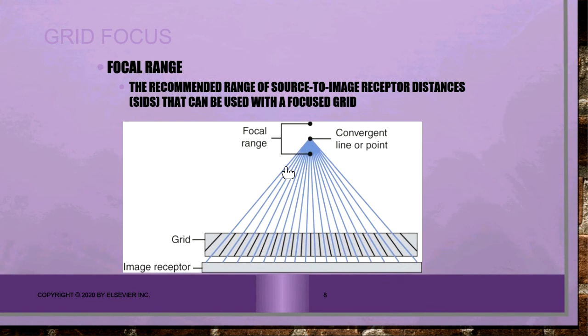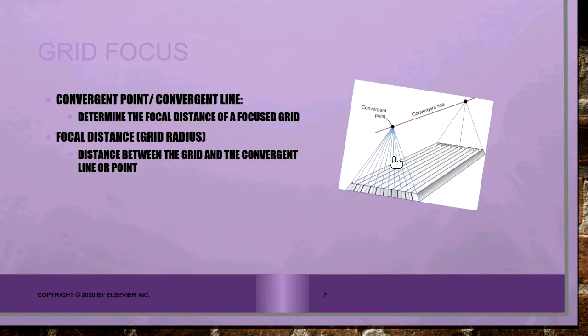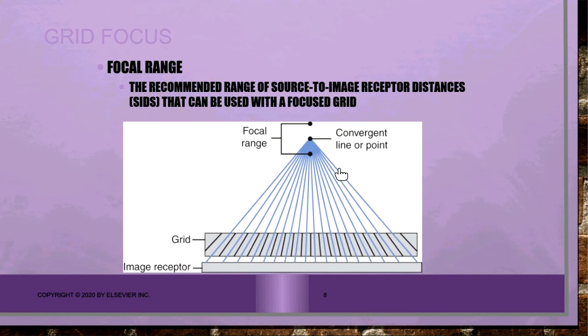It's determined because someone has taken the angle of these lead lines, determined where they intersect, which gives us our convergent point or convergent line, because you're really connecting both of them. And they've determined that if you stay within the range where it's a little below to a little above that, whatever that distance is, then the photons in the primary beam, when they diverge, will still match the divergence of the grid that you utilize. So that's how they determine the focal range of a focused grid.